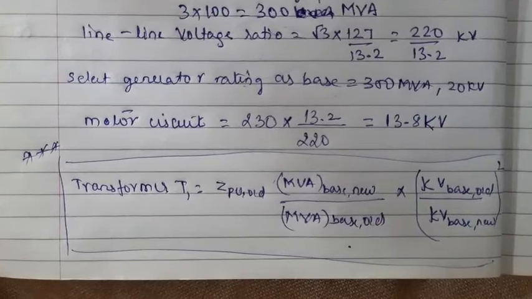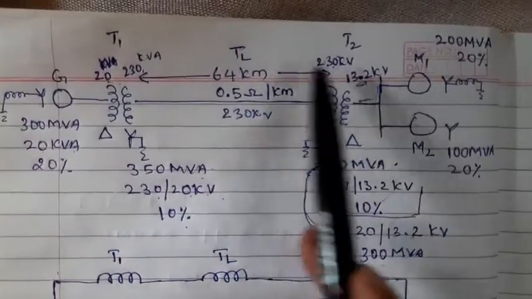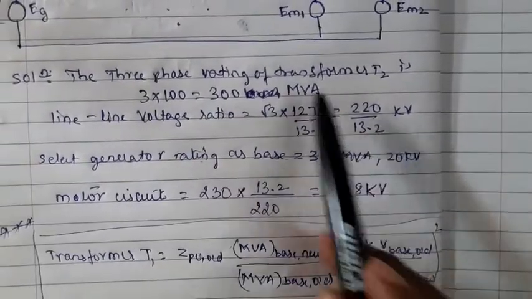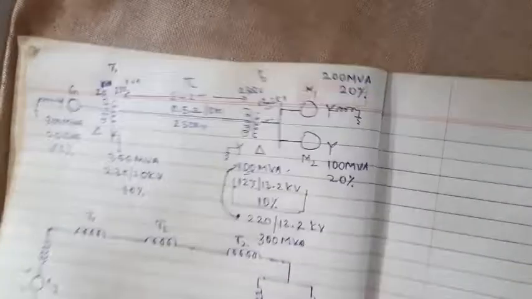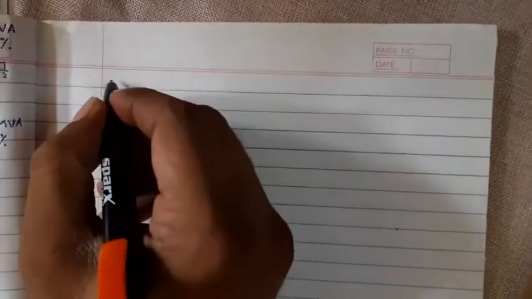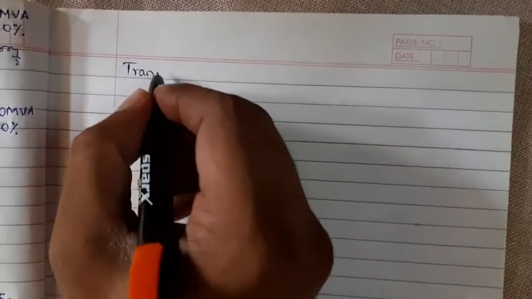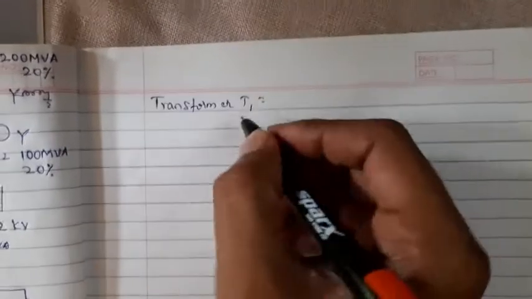Base new, base old. Whatever the base old values are, these are the old values, and whatever values we got are called the new values. Now let us find it for the transformer. I am finding it for transformer T1.